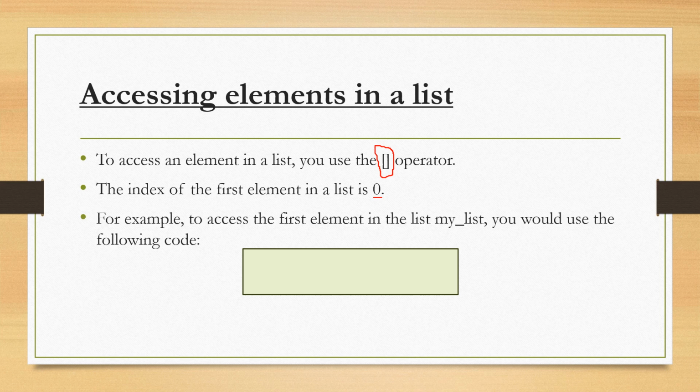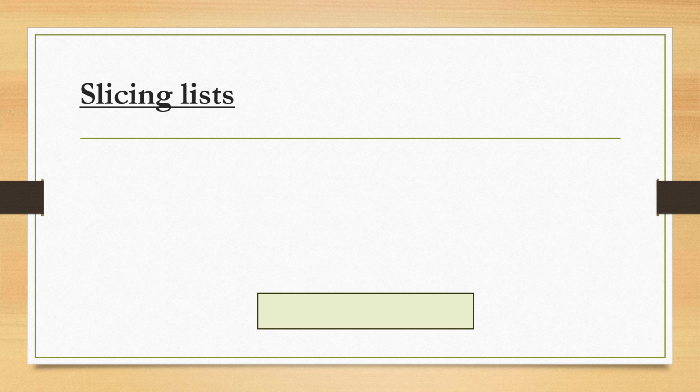Now, for example, to access the first element in my_list, you will use the following code. First_element is the variable name. We have created one variable called first_element, and we are going to store the first element of my_list in the first_element variable. This is a bit confusing because the names of the variables are quite similar to what I am talking about, the first elements.